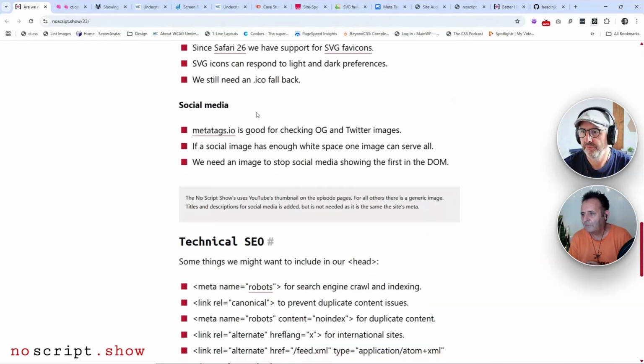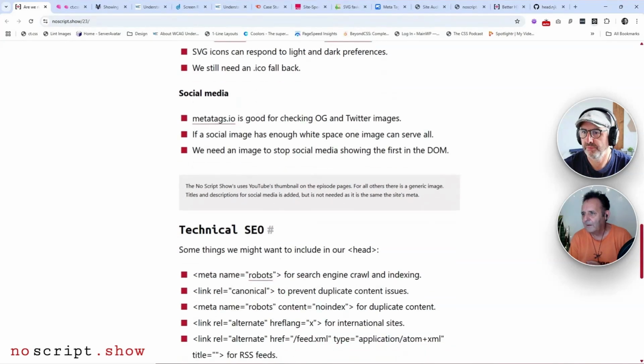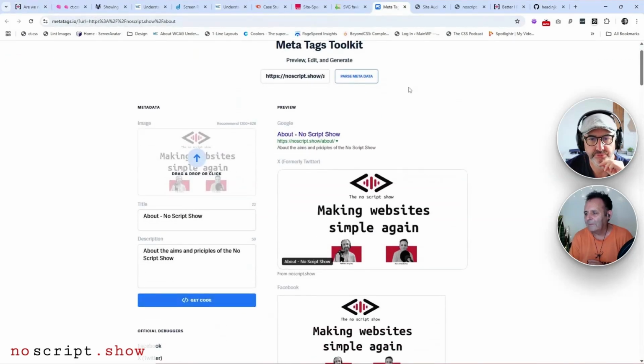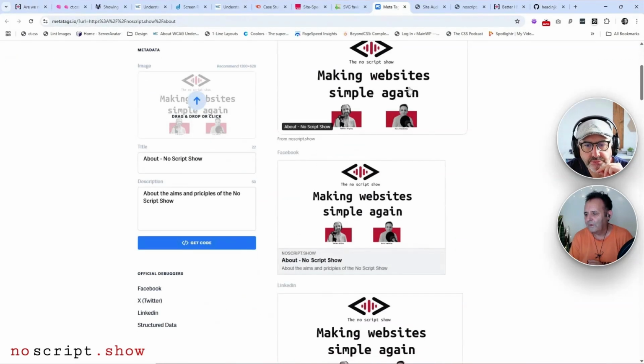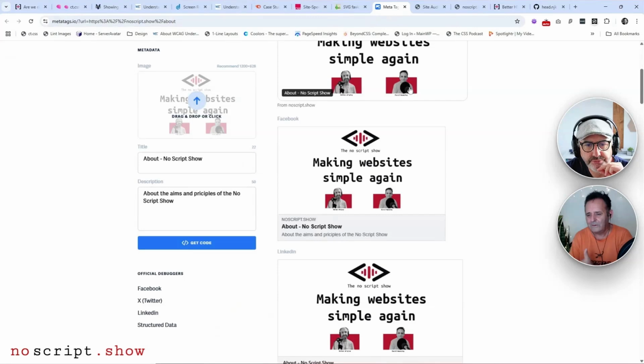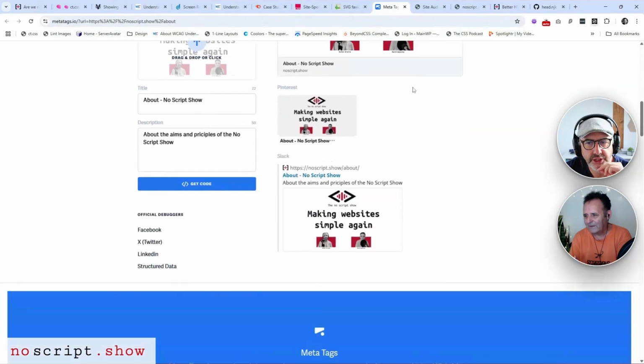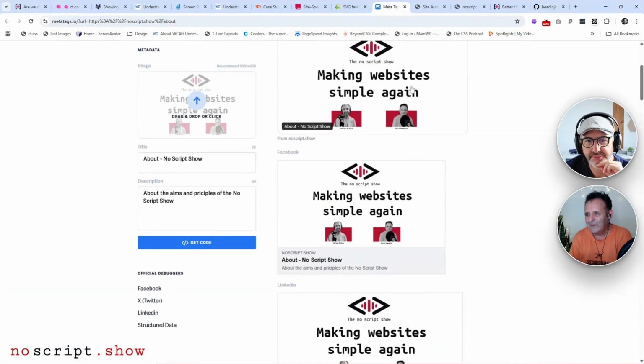The other thing, social media wise, a great little tool that I like to use is metatags.io, which allows you to check what you've got on your site. So I've done it on here, and it shows you how your image might show on the different platforms.